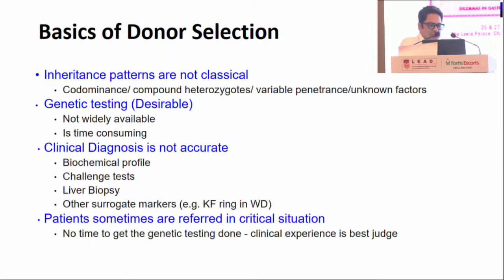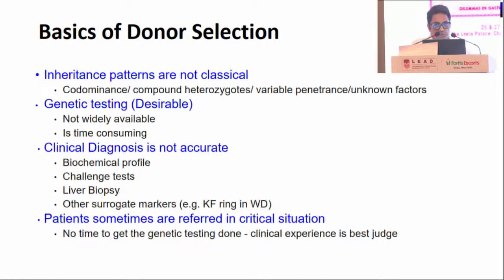Now, basics of donor selection in a metabolic liver disease. These inheritance patterns which I have told you, dominant, recessive, co-dominant, or X-linked, are not classical. There are many mix-ups. There are cases of co-dominance, cases of compound heterozygosity, cases of variable penetrance and unknown factors. Even if the donor looks fine and healthy and liver function tests are normal, he might be affected with the disease. So in every case, we should try and rule out the disease pattern in donors.